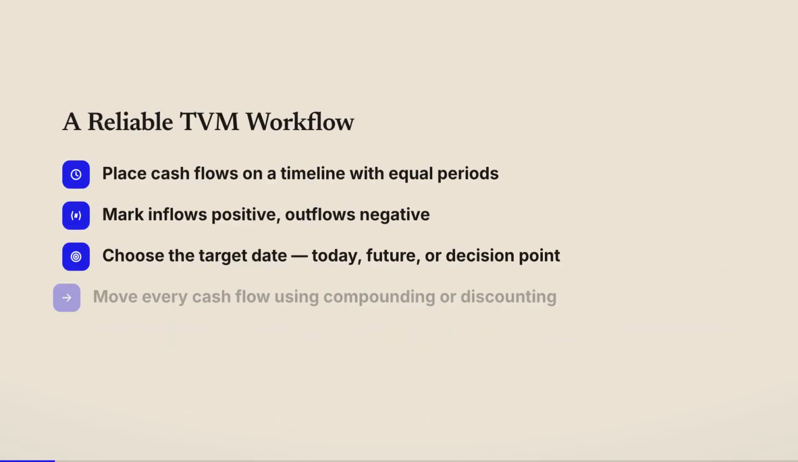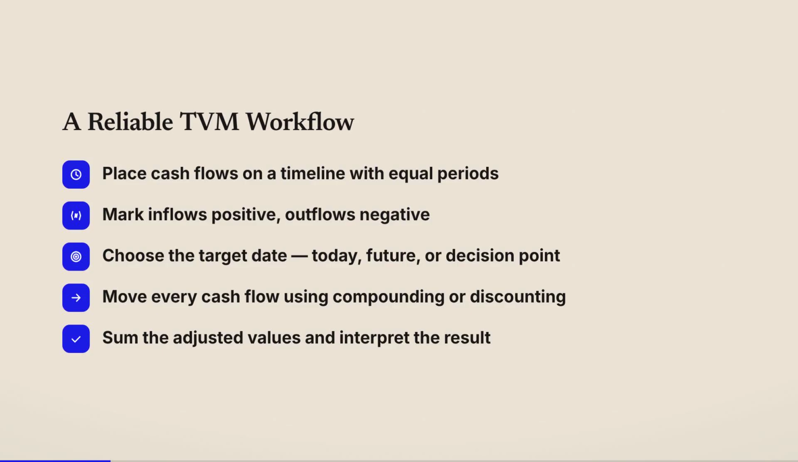endpoint. A reliable workflow makes time value problems much less intimidating. First, identify the cash flows and place them on a timeline with equal periods. Second, mark inflows as positive and outflows as negative. Third, choose the date you want to end up at. Today for present value, a future date for future value, or a decision date for NPV. Fourth, move every cash flow to that date with compounding or discounting. Fifth, add the adjusted values and interpret the result. That sequence is the practical takeaway from the source.